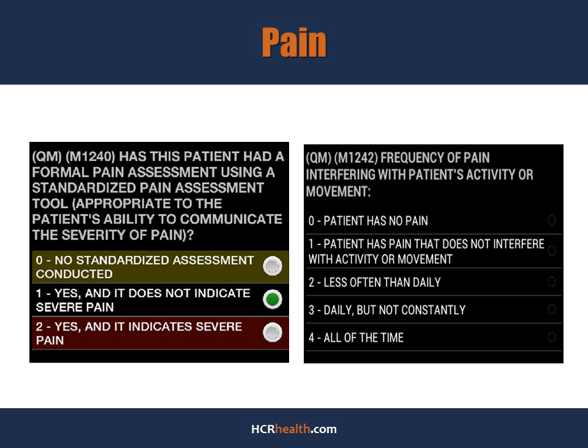This is M1240. M1240 will occur at start of care and resumption of care. This question is utilized for quality and risk adjustment. The second OASIS question we have is about the frequency at which pain occurs. This is M1242. This question will appear at start of care, resumption of care, follow-up, and discharge. This question is utilized for Medicare payment, quality, and risk adjustment.